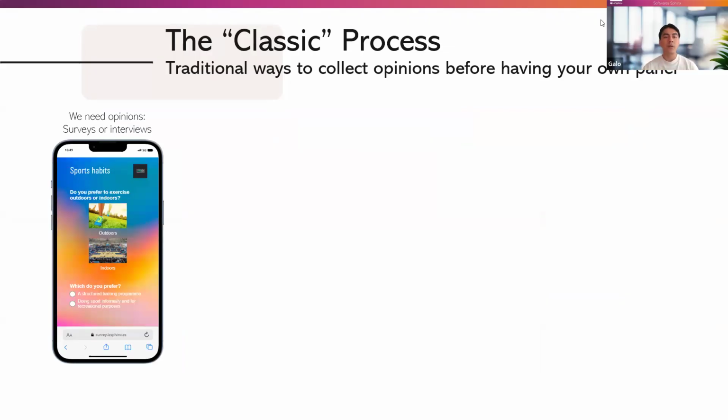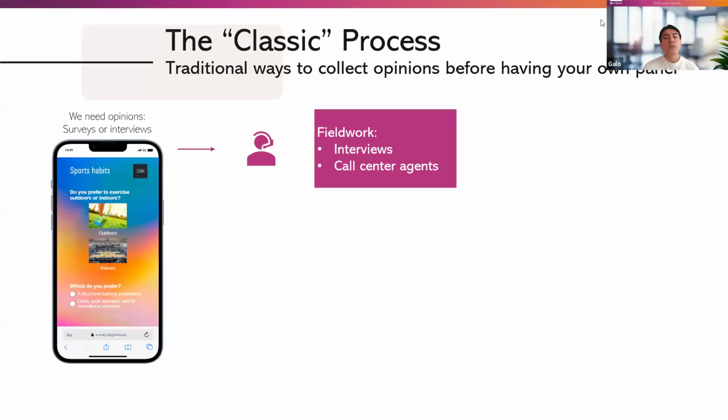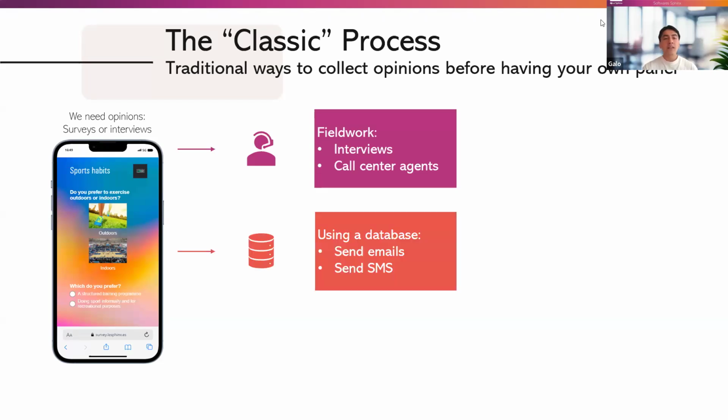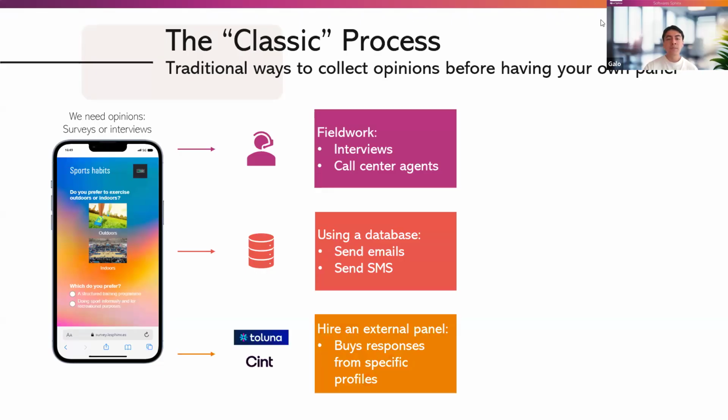So the situation here is the following. We're conducting a study, and first we are going to need opinions, and these opinions can be collected through surveys or interviews. But here we have many different options to collect these opinions. First we have the field work, and here we have interviews or call center agents. Then we can have our own database, and through this database we can send emailing campaigns or SMS campaigns. And finally, you can hire an external panel, for example, through companies like Toluna or Send. And here you're going to buy responses from very specific profiles.